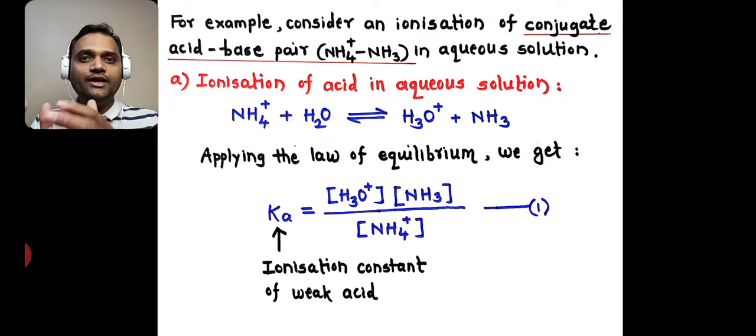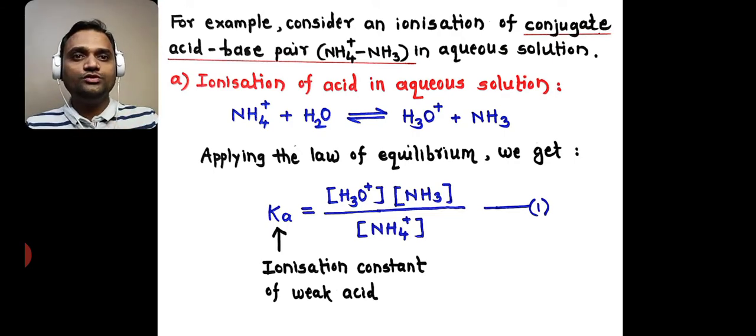Okay, we have a conjugate acid base pair. Initially we are going to consider only the ionization of acid in aqueous solution. So NH4 plus undergoes ionization in water to form H3O plus and NH3. Now how does it undergo ionization? NH4 plus gives H plus, and that H plus is abstracted by H2O, so it forms H3O plus, and NH4 plus on losing H plus forms NH3.